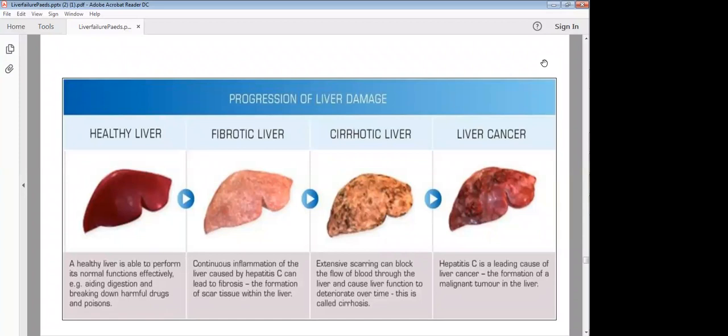Okay, and then it will lead to extensive scarring, which can block the flow of blood through the liver and cause liver function to deteriorate over time. So it is called cirrhosis, which may predispose to liver cancer. For example, hepatitis C, also hepatitis B. Okay, next.